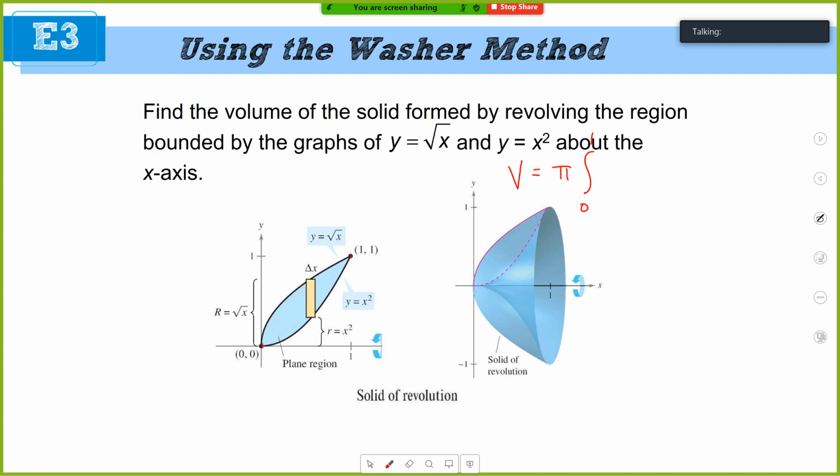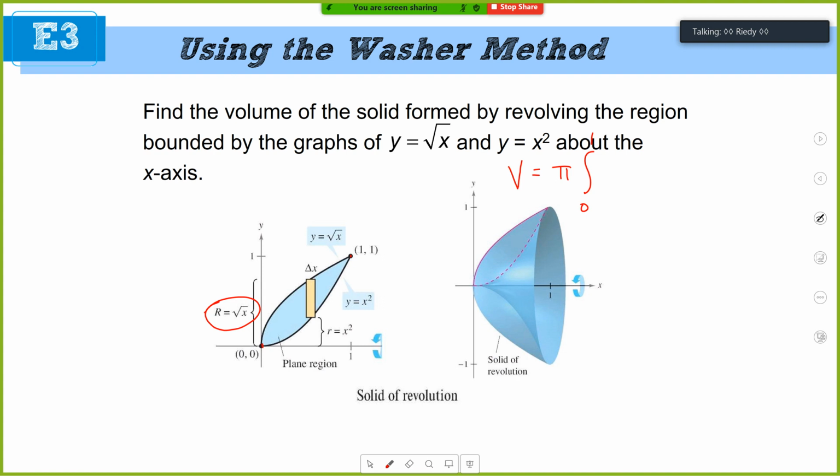I'm going to do this. I know that I have to do capital R squared minus little r squared times dx. Okay, so how do I get capital R? In the picture, you're already given that value, but I'm going to take it a step further, and I'm going to say this distance of capital R is still top minus bottom.